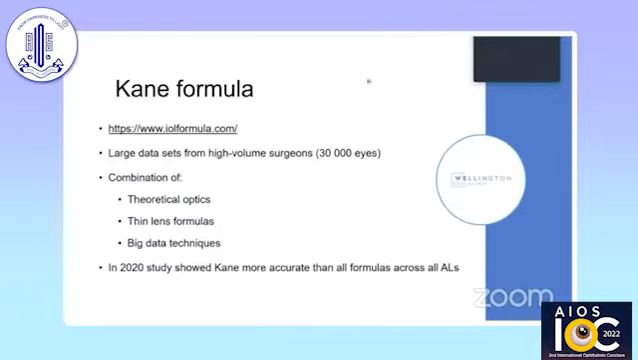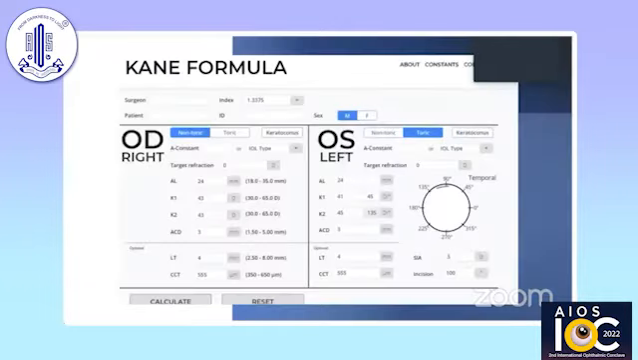The Kane formula is based on large data sets from high-volume surgeons with a combination of theoretical optics, thin lens formulas, and big data techniques. And in 2020, a study showed that the Kane formula was more accurate than all formulas across all axial lengths. Data can be entered on both sides at the same time, non-toric, toric, and Kane is specifically powerful for keratoconus eyes.